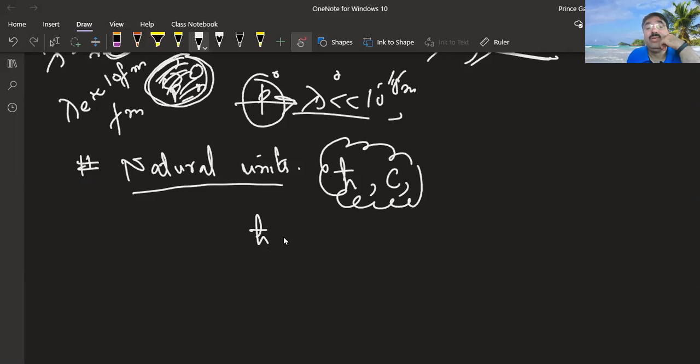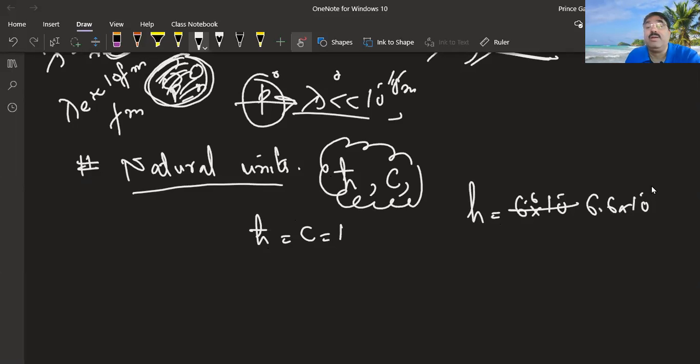We set them equal to 1. So that defines a new system of units. And once we put them equal to 1, in the SI system, we know they are not 1. C is 3 times 10 to the power 8 meter per second. So we know that in the SI system, h is 6.6 times 10 to the power minus 34 joule second, and c is 3 times 10 to the power 8 meter per second.